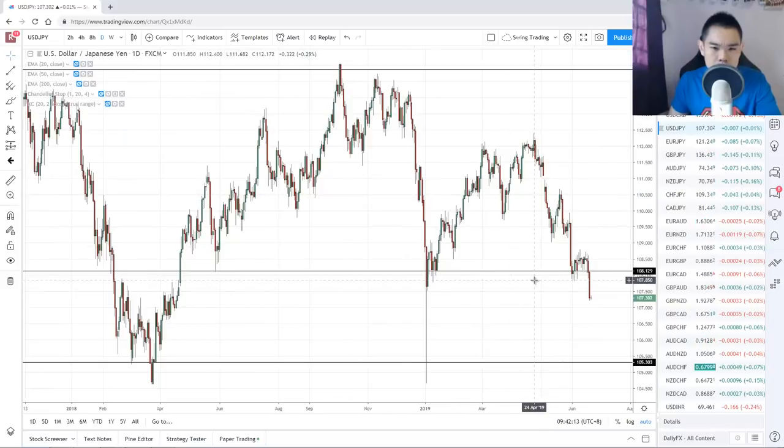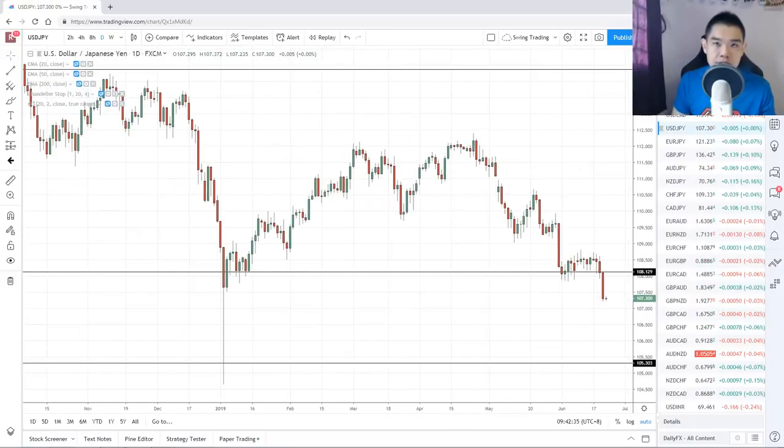If you just zoom out, you notice that this 108 level is an area of support. And usually at an area of support, you want to be a buyer. But you don't just buy because the price is at support. Not for me at least. I like to watch the price action and see how price reacts at this level, and then I decide whether I want to buy or not. When I was looking at the price action of this market, there wasn't much sign of strength, because I noticed the range of the candles seems to be getting smaller and smaller.